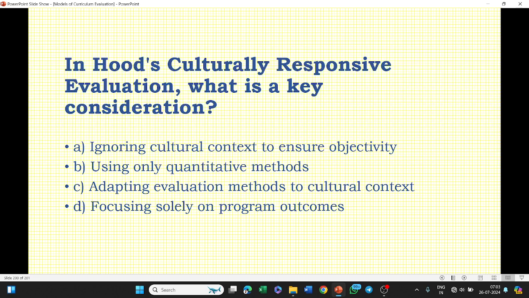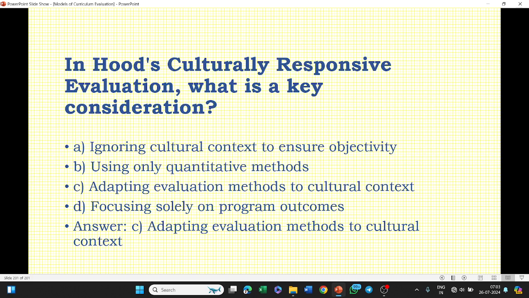Next, in Hood's culturally responsive evaluation, what is a key consideration? Options: ignoring cultural context to ensure objectivity, using only quantitative methods, adapting evaluation methods to cultural context, focusing solely on program outcomes. The answer to this question is option C, that is adapting evaluation methods to cultural context.